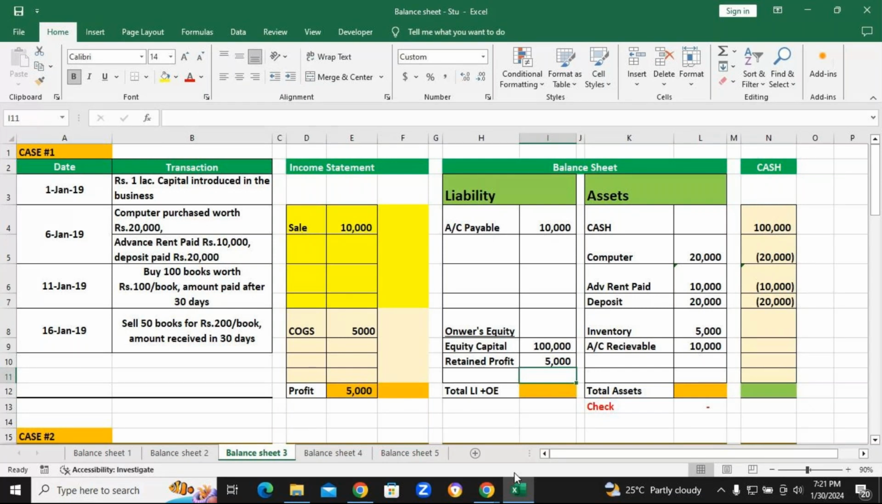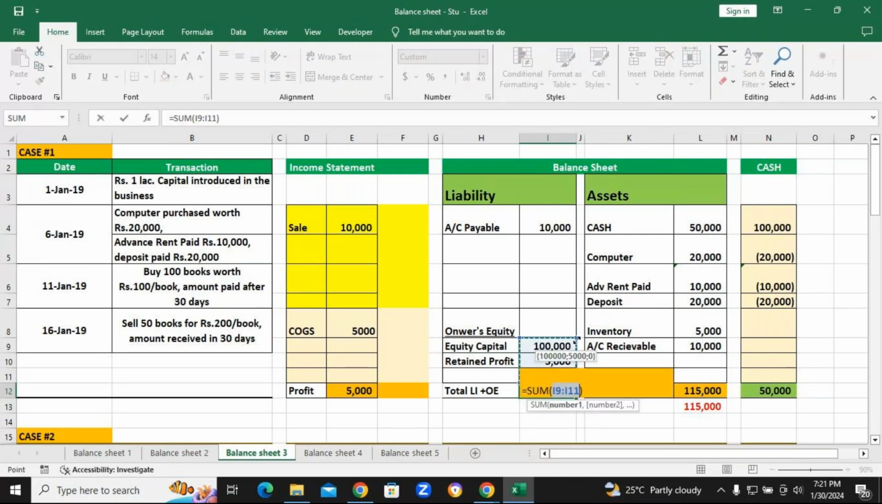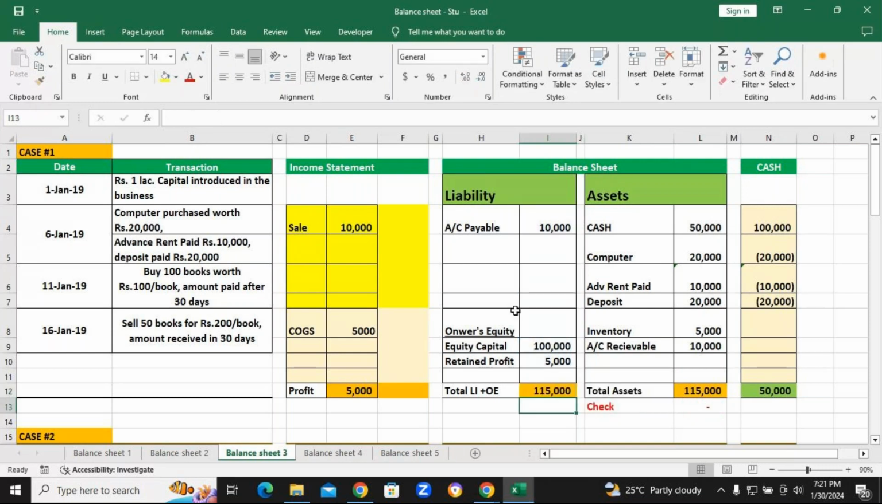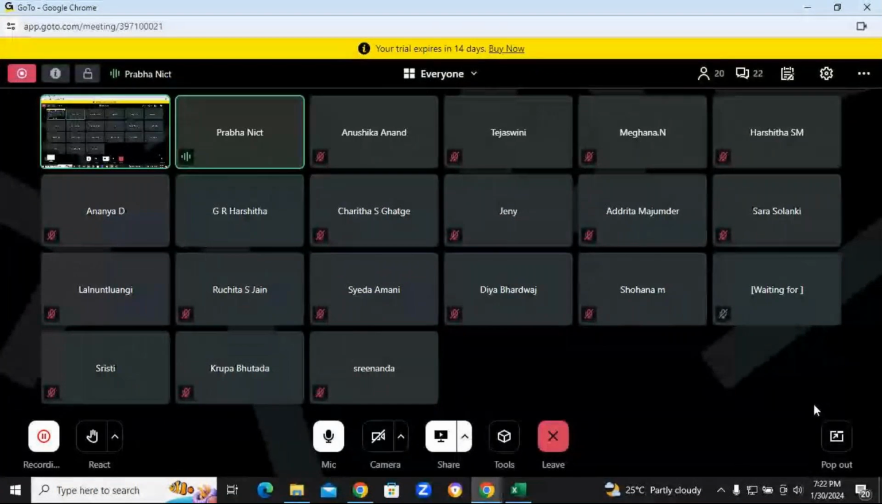So I'll press Alt equals. I need to check the cash that is left with me. I'll bring this cash here into my assets value, and here I'll put Alt equals. Then here also I put Alt equals. So this is how you need to calculate. Is it clear, girls? Type in 2 if you have understood.